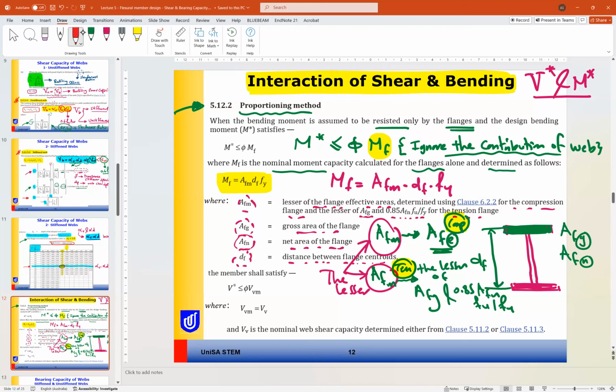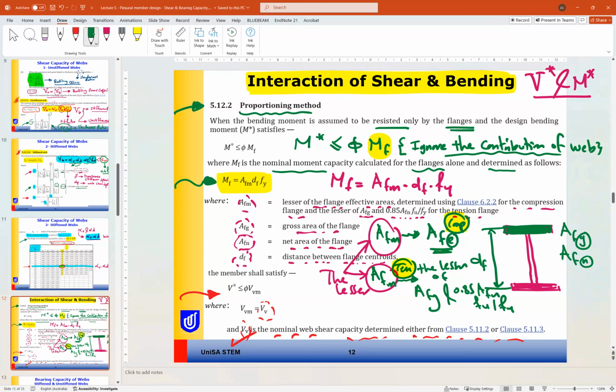Then after we find the modified moment, the shear design formula should be V* less than phi VVM, where VVM equals VV, and VV is the nominal web shear capacity determined using the previous calculation. So this means we will calculate the shear normally as before, but what we will change or check is the moment capacity using the flanges only.